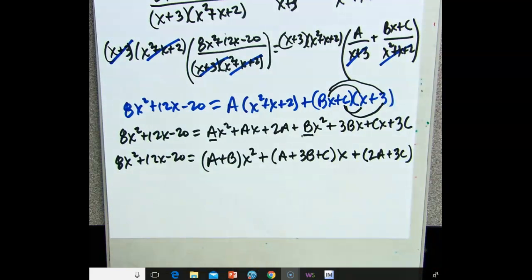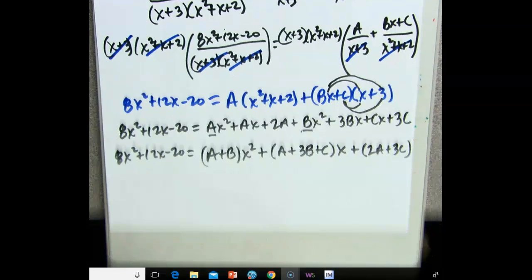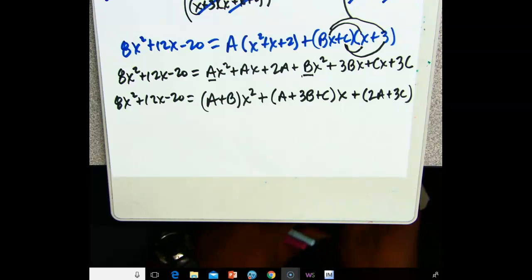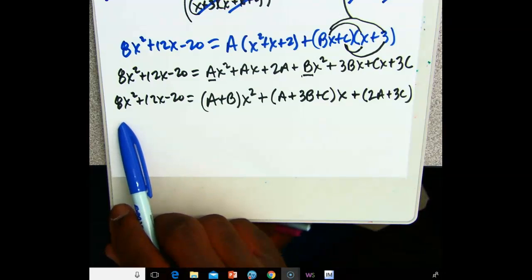Okay, now we're ready to generate our linear system. Yes? Why do you write the x squared and the x after? My personal preference. If you want to write it before, go ahead. It's just that over here they're all written after.